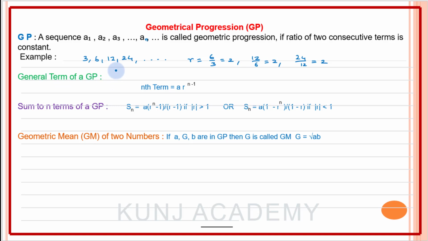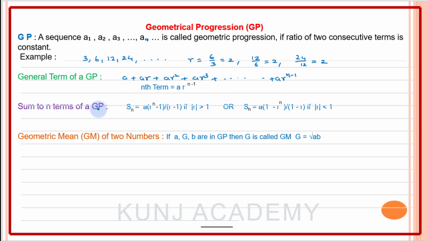General term of GP. A GP can be written as a plus ar plus ar square plus ar cube and so on. We see that in the first term the exponent of r is 0, in the second term the exponent of r is 1, third term में exponent 2 है, fourth term में exponent power 3 है, term number से एक कम. तो nth term में r का power n से एक कम होगा, ar^(n-1). This is called the nth term, general term ar^(n-1).